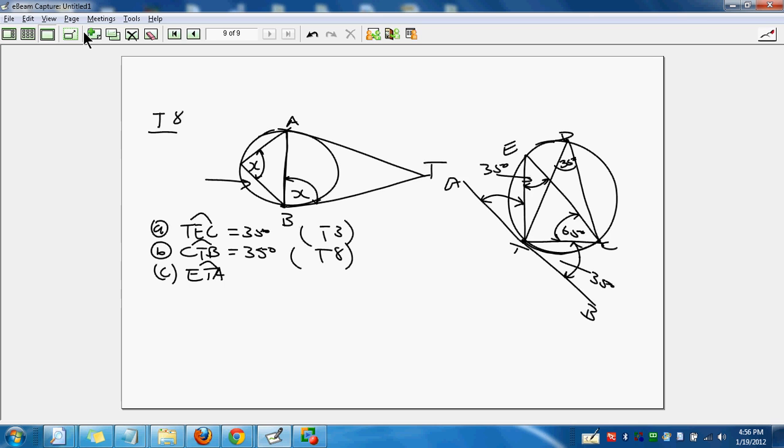So this angle on the outside will be equal by theorem 8 to the angle created by that same chord on the alternate segment, which is the angle at this position, which is 65 degrees. So angle ETA is equal to 65 degrees, and that is also from theorem 8, which says that the angle between the tangent to a circle and a chord at the point of contact is equal to the angle in the alternate segment. So that would be theorem 8.